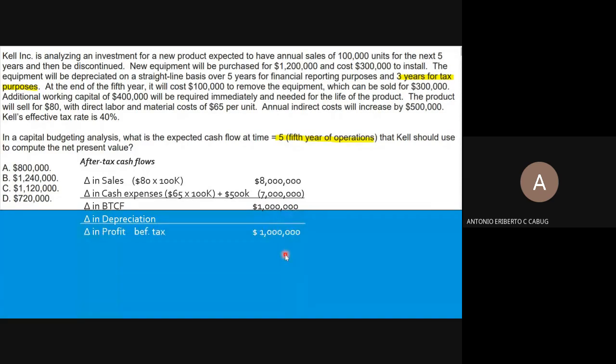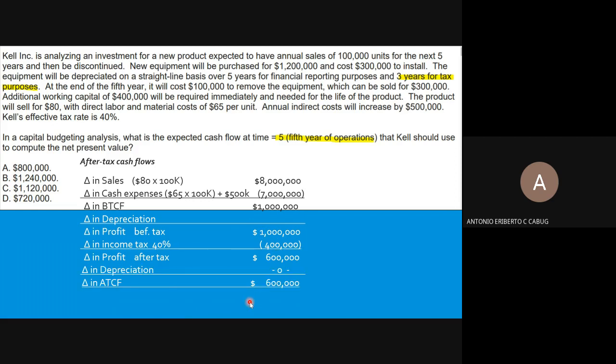1 million minus 0 is $1 million. The change in profit before tax. And then you have change in income tax of 40%. 1 million times 40% is 400K. You have $600,000 your profit after tax. At dahil walang depreciation na dineclare dito, wala ka ring i-add back. Your after-tax cash flow is $600,000. Malinaw?